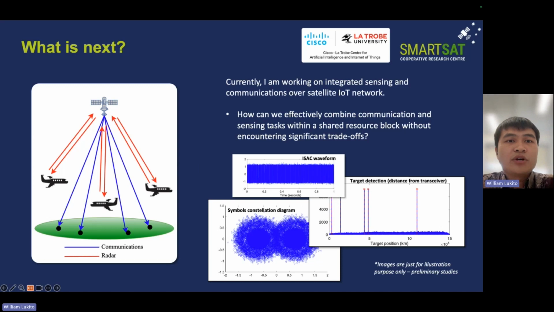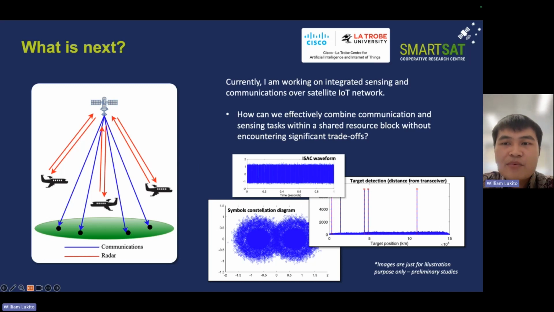So what is next? Currently, we just started working on the integrated sensing and communications of our satellite IoT network as we aim to improve the spectrum efficiency. It means that we want to accommodate more users and more tasks over the same resource. Specifically for ISAC, the challenge is how can we effectively combine communications and sensing tasks within a common resource block with a minor performance trade-off.